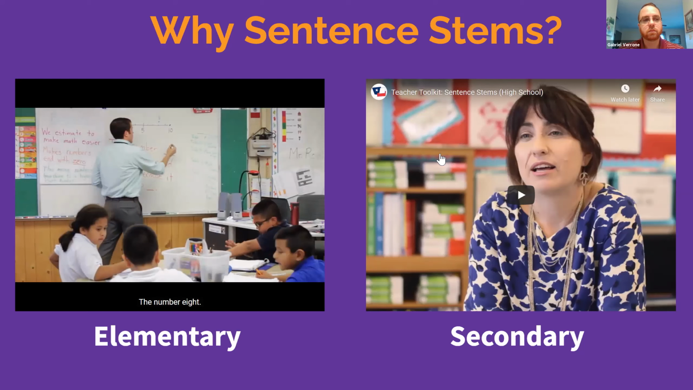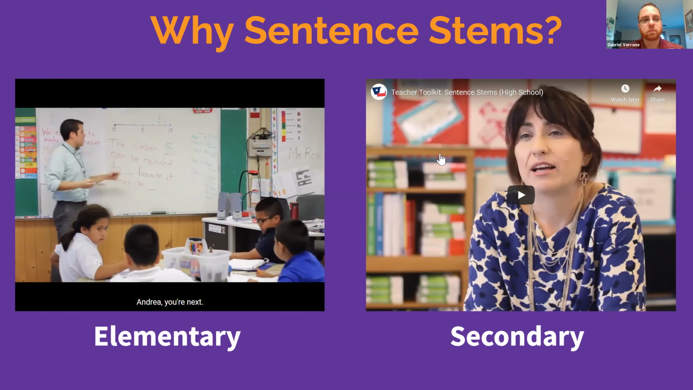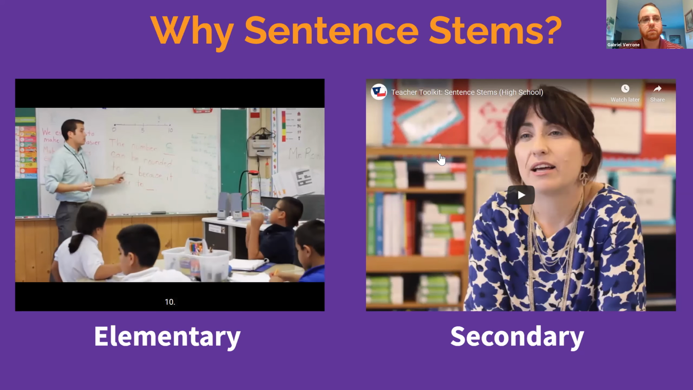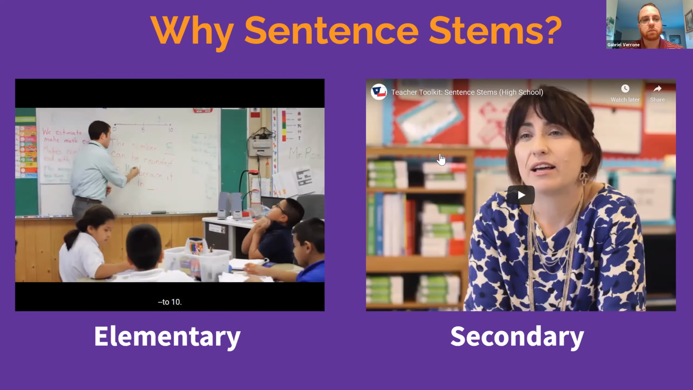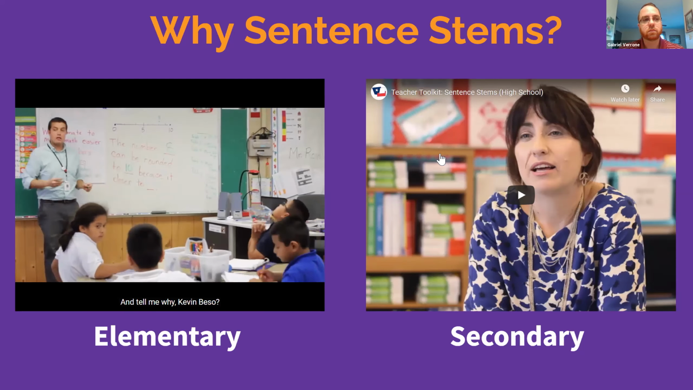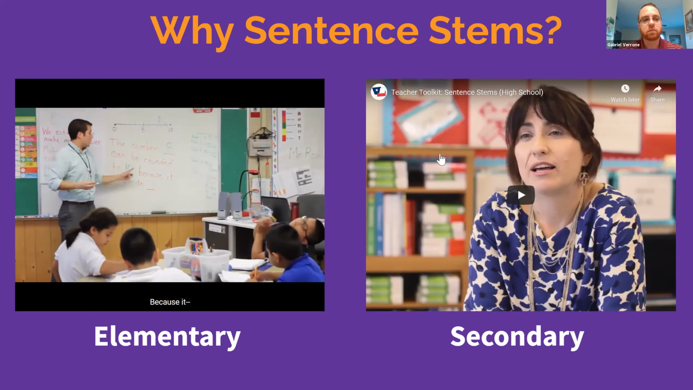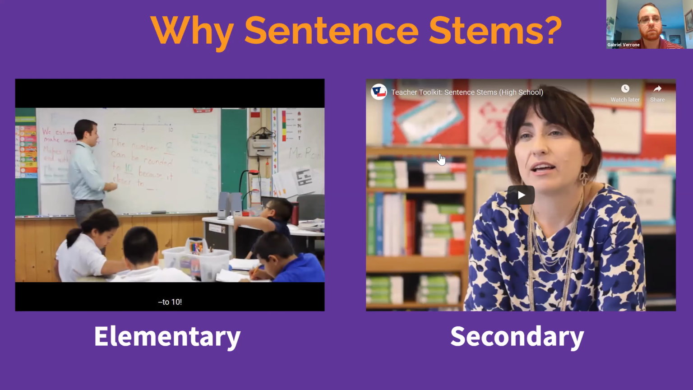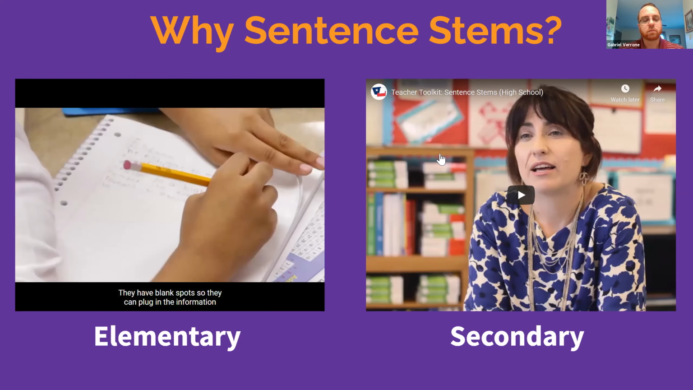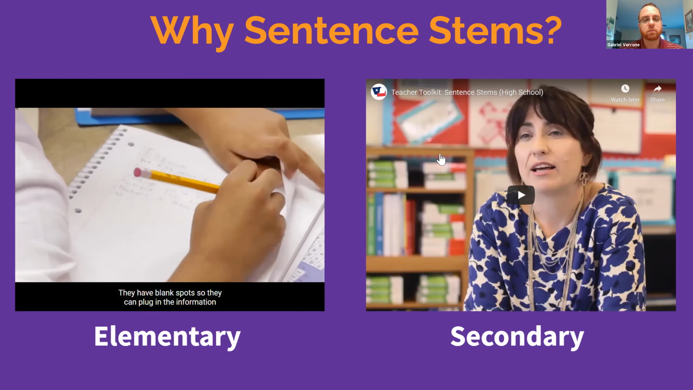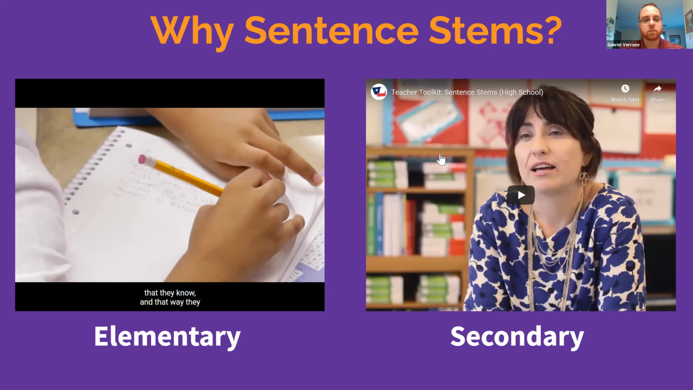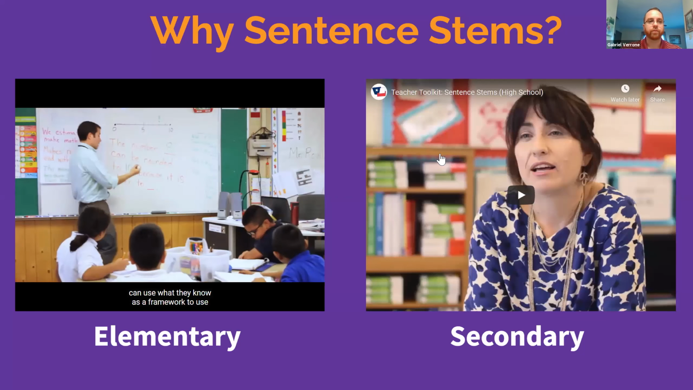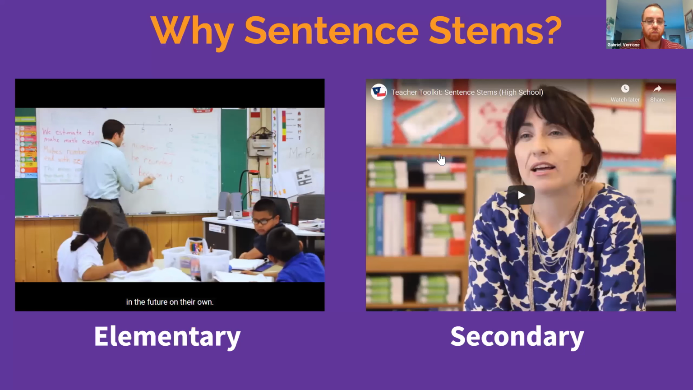It's a way for students to understand concepts really simply in vocabulary that they understand. The number 8. Andrea, you're next. The number 8 can be rounded to 10. And tell me why, Kevin Rizzo. Because it's closer to 10. They have blank spots so they can plug in the information that they know, and that way they can use what they know as a framework to use in the future on their own.